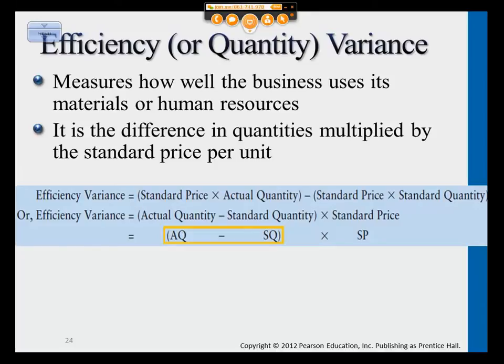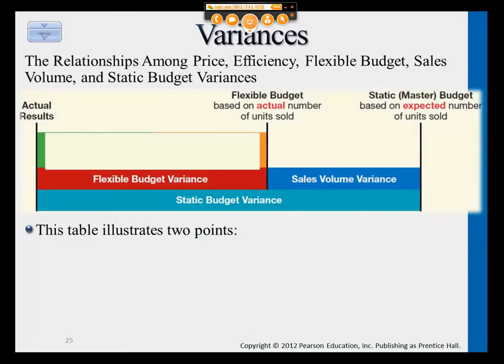So now the fun part. How do we put all of these together? Let's remember that table that I showed you, right? It has just a little bit added. So what do we have here? We have all these different variances. Let's figure out the relationship among price, efficiency, flexible budget, sales volume, and static budget variances.